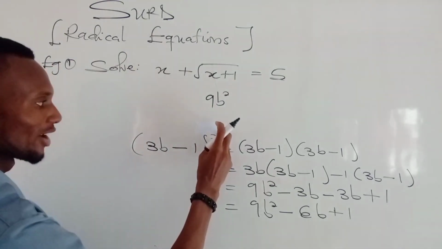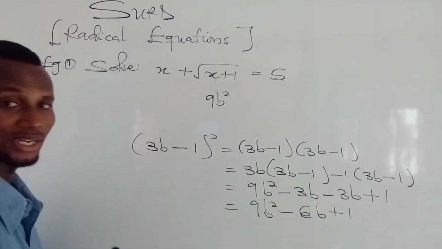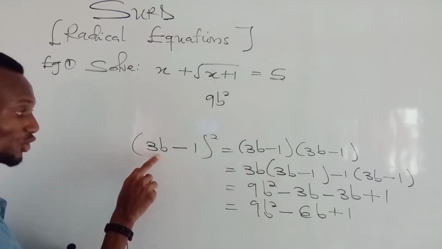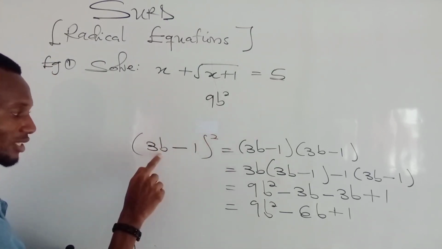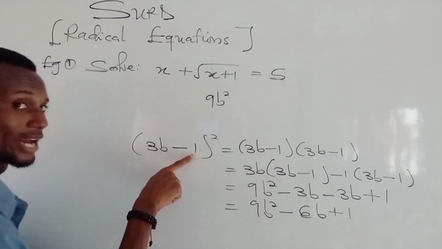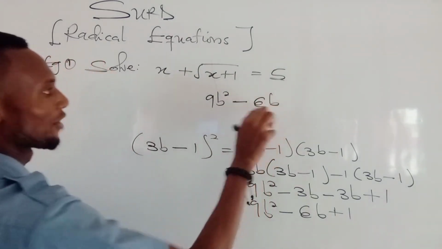And this same power 2 now multiplies everything in the bracket. So this is how the multiplication is done. Power 2 multiplies 3b, it gives you positive 6b. This power 2 multiplies this, it gives you 6b, and that 6b multiplies the negative 1 and it gives you negative 6b. I hope you agree with me.